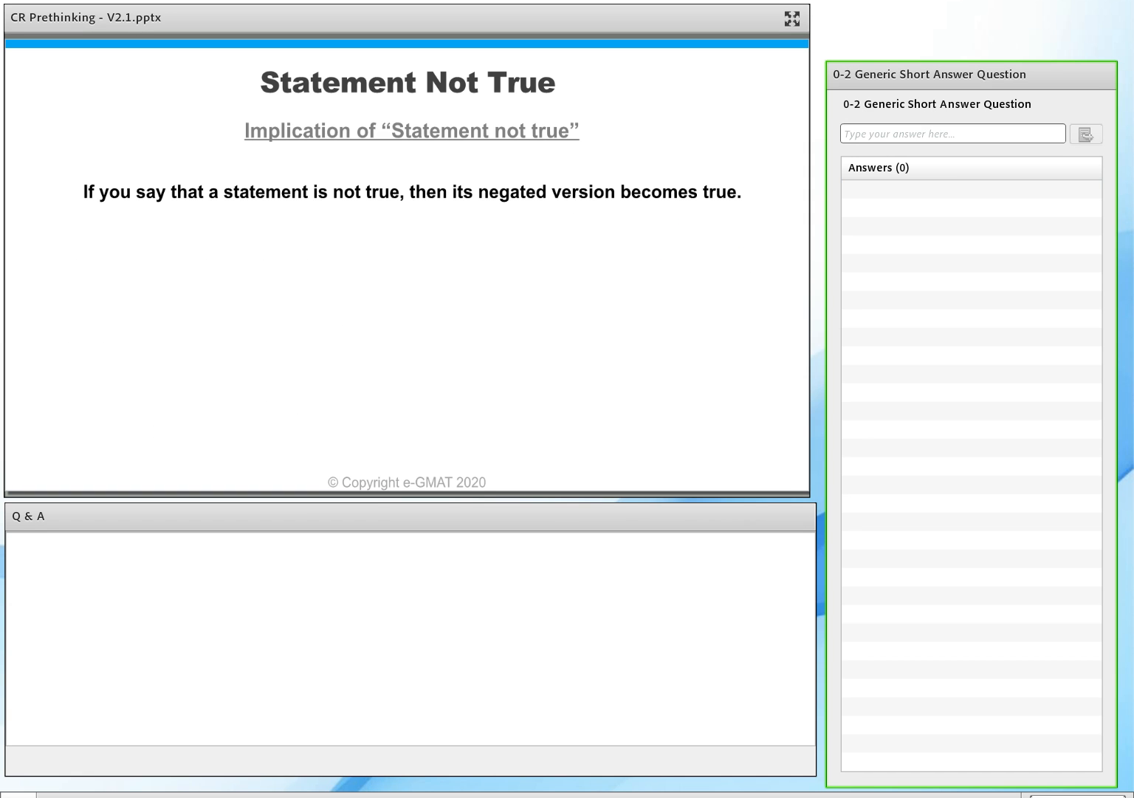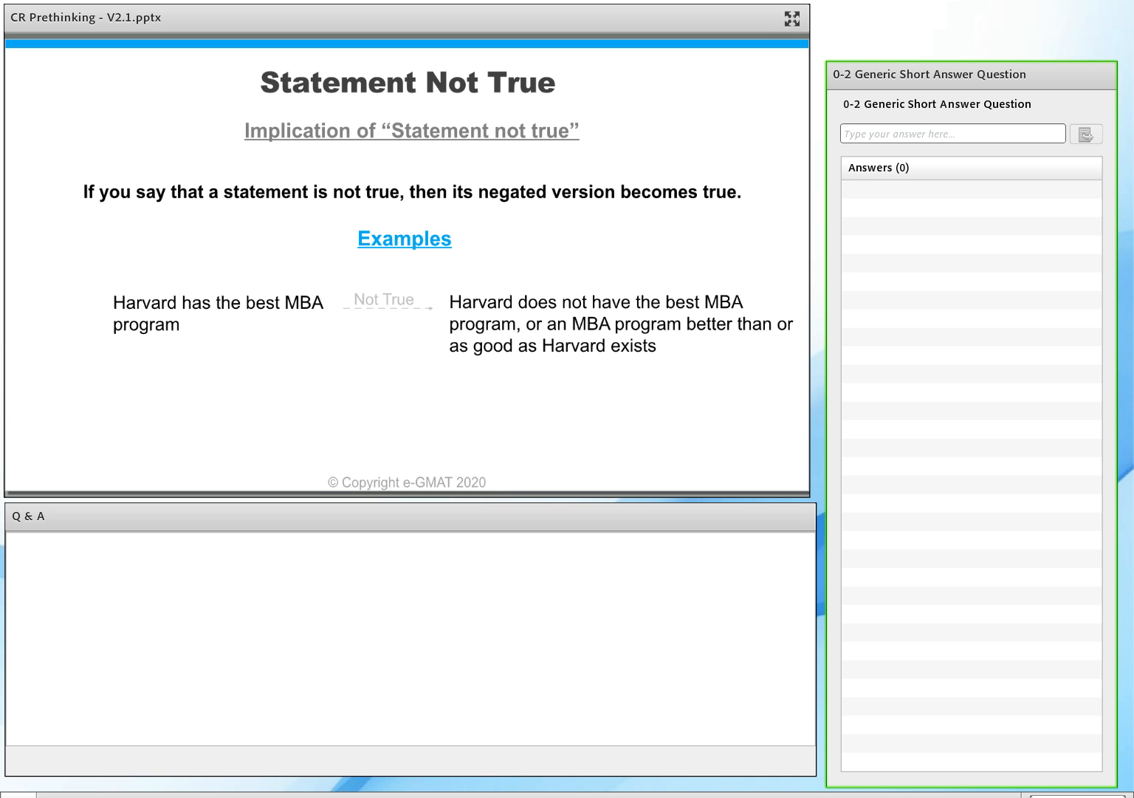Now some of you may be saying, how can you say that if I say a statement is not true, by definition I'm also saying its negated version is true? So let's look at this over here. When you say Harvard has the best MBA program, and if you say this statement is not true, by definition, what you're also saying is that Harvard does not have the best MBA program, or that an MBA program as good as Harvard or better than Harvard exists. Is it not true? If you say this statement is not true, you are saying this piece over here.